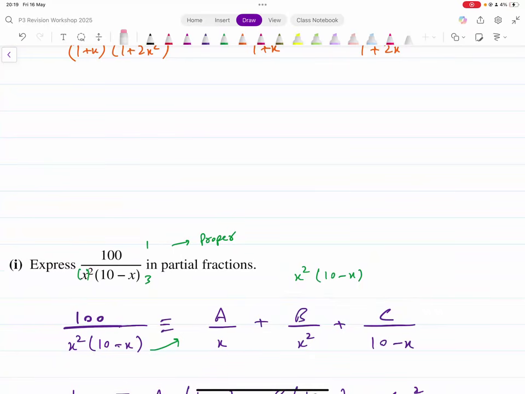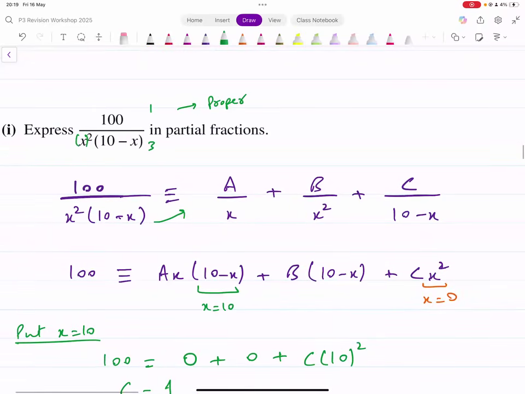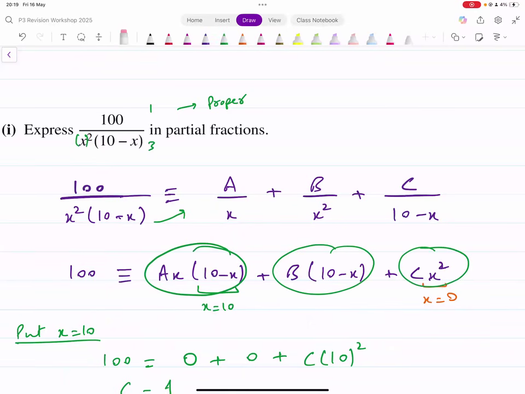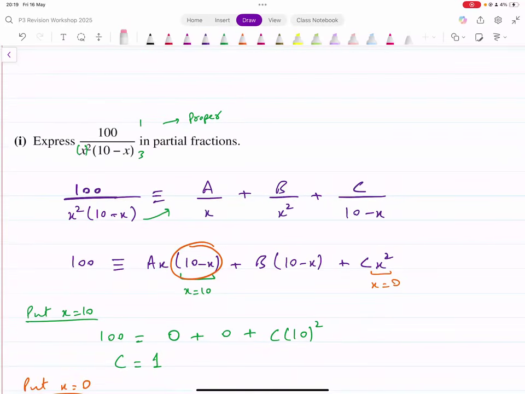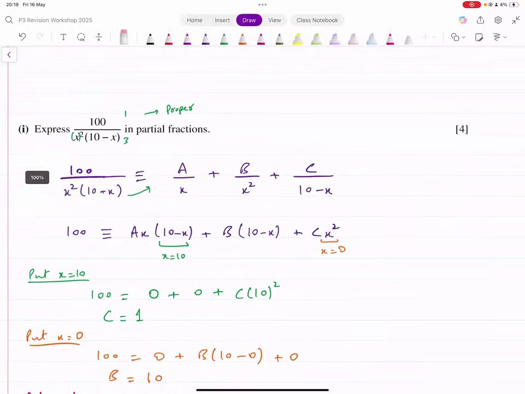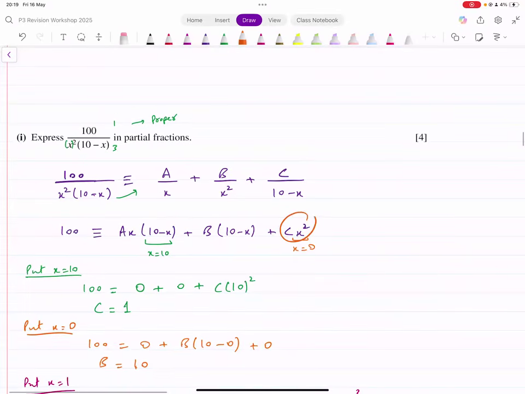Now, if we do it this way, what happens in the next step? We multiply this denominator on the right side and we get Ax into (10 minus x) plus B into this plus Cx squared. Now we have to think about what brackets we can make 0. We can make this bracket 0, that's x equals 10. That gives us the value for C. And now we have run out of brackets. What do we do then? We can input x equal to 0 then. X equal to 0, when we do that, C gets eliminated in this case.